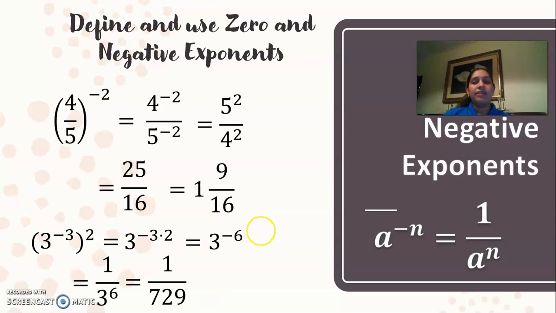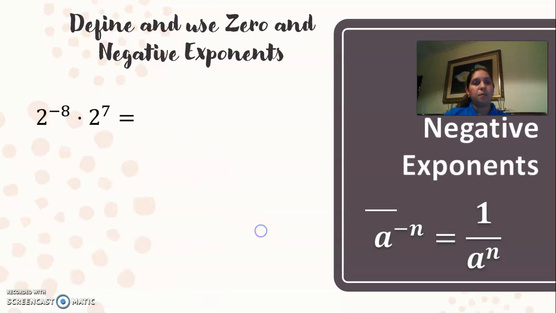Now, let's see our last examples with negative exponents. 2 raised to the power of negative 8 times 2 raised to the power of 7. What am I going to do? My exponent property tells me that when I have two same base numbers multiplying, I need to add my exponents. So I'm going to add negative 8 plus 7. And how much is negative 8 plus 7? Well, it's negative 1. So I have 2 raised to the power of negative 1.